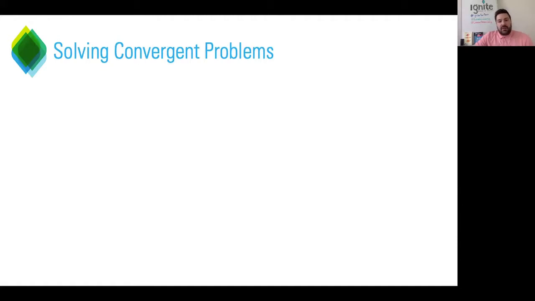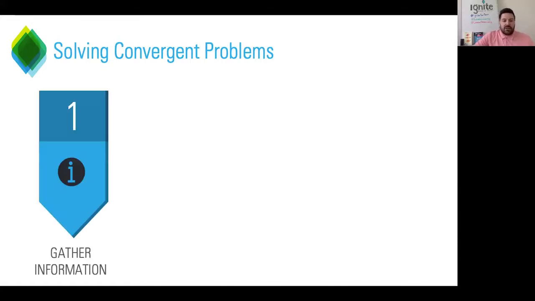When we're solving convergent problems, we've got a few key steps to take. There's about five in total. The first one is we need to gather all the information available to us.